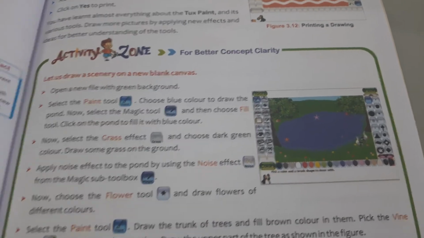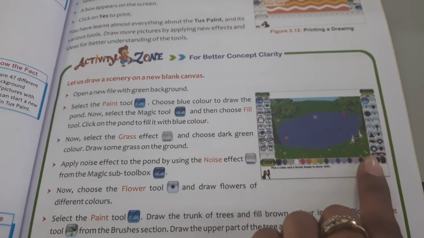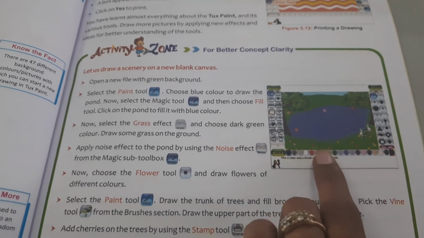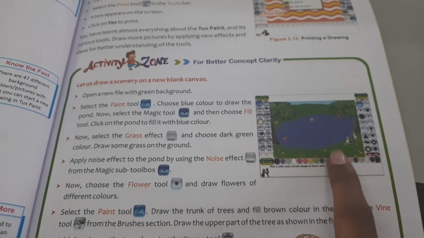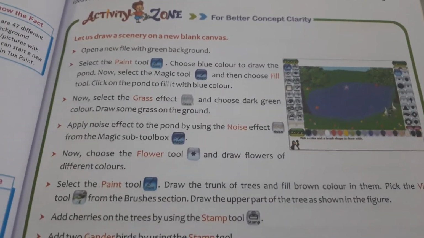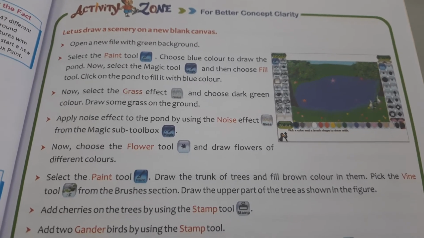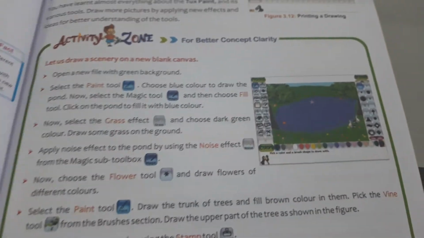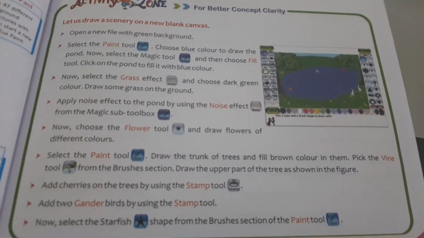Now apply the noise effect to the pond by using the noise effect from the magic sub tool. So it will be like water. Okay, when you apply the noise tool, it will look like water here in the pond. Now choose the flower tool and draw flowers of different colors. From here you can choose the flower tool and then choose a color from the color palette, and when you click the mouse, it will be a flower like this. Okay, and you can choose different colors for different flowers.